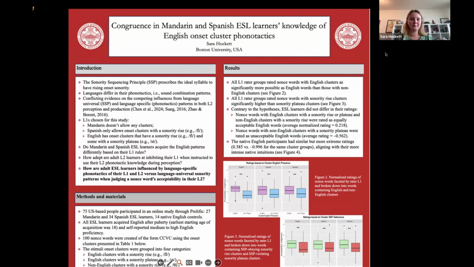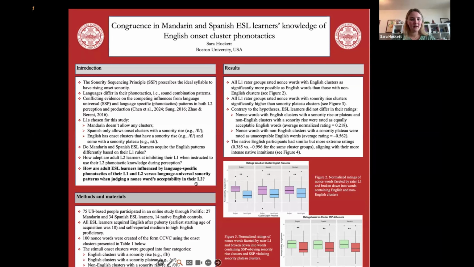So very conflicting evidence. For this current study, I chose Mandarin and Spanish because they're very different from each other, and from English. Both are more restrictive in the phonotactics, meaning what sounds can touch each other. Mandarin doesn't allow any two consonants to ever be next to each other. Spanish allows onset clusters, but only those that have that sonority rise, so something like fla. And then English has clusters that follow this rule, so we also have fla, but we also have some that don't follow this rule, like sta, like stop or spill, where it's just a sonority plateau between the S and the T.